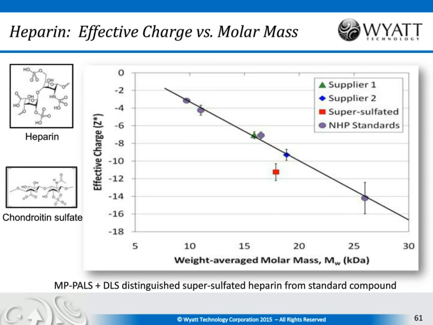And so by examining different types of standard heparin, reference heparins, you could find out the molecular charge and its relationship to molecular weight. So it turns out that all of the good quality heparins fall on this single line describing the effective charge versus molecular weight, whereas the supersulfated heparin has a more negative charge and falls off of this line.